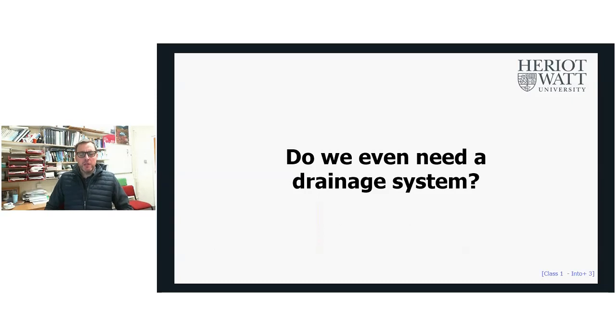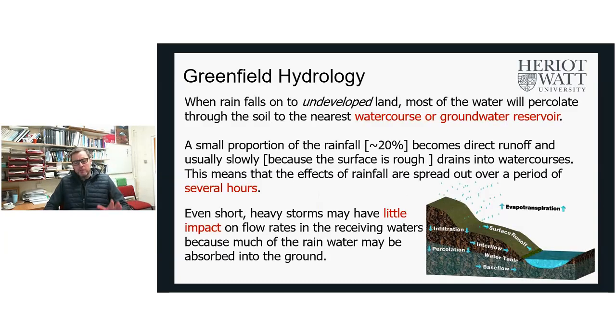So why do we need drainage systems? When rain falls on undeveloped land, the vast majority of it tends to be absorbed by that land. It's soaked into the surface, kind of like a sponge, and either stays there and infiltrates the groundwater, or it will slowly trickle off the surface and trickle to the local watercourse. And that can take hours, or it can take days.